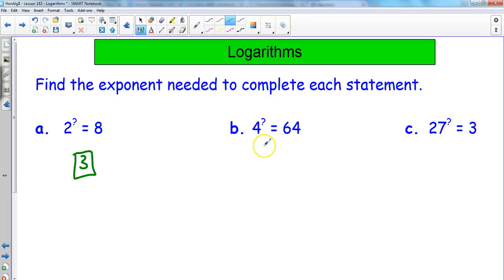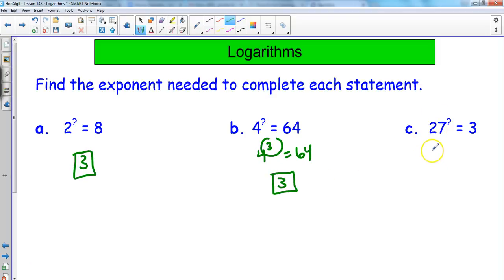Over here, we move on to the second one. 4 to what power equals 64? Well, 4 squared will give us 16. Multiply it by another 4 and we get 64. Therefore, we know that 4 to the third, this is our answer, is going to give us 64. So the exponent there again is 3.